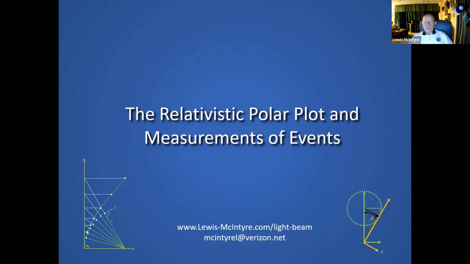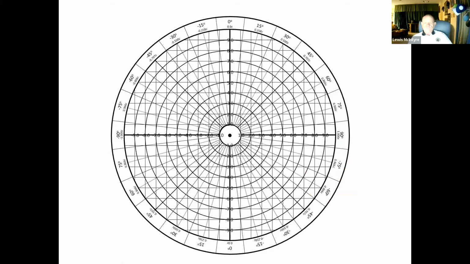Next, I'm going to introduce the relativistic polar plot and show you how to use it. Again, you can download a copy of the plot at the link shown. This is the polar plot. The plot consists of radial lines at 7.5-degree intervals. The angles measured from the 0-degree vertical equal the arc sine of V over C with respect to the 0-degree radial.